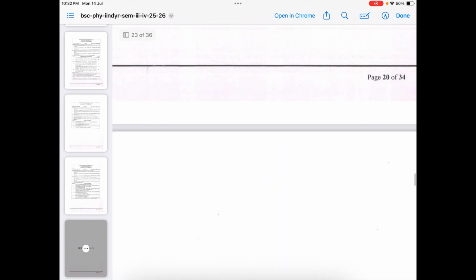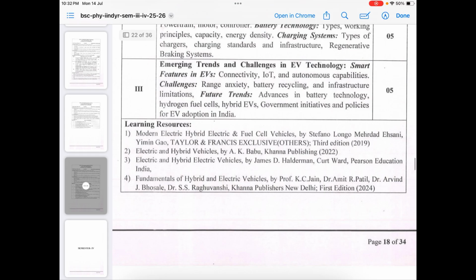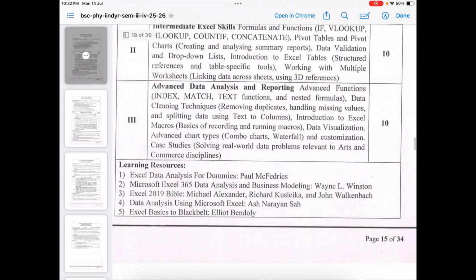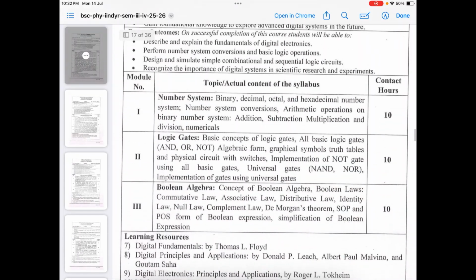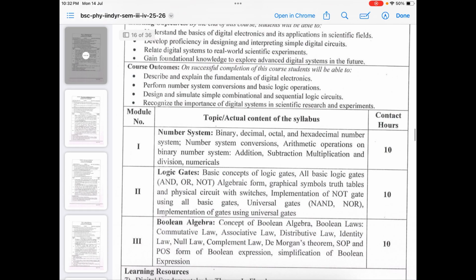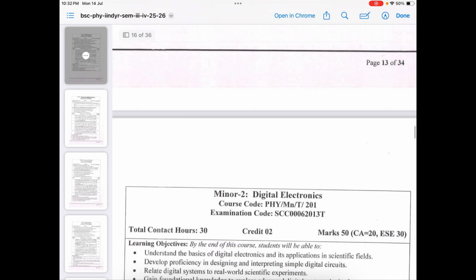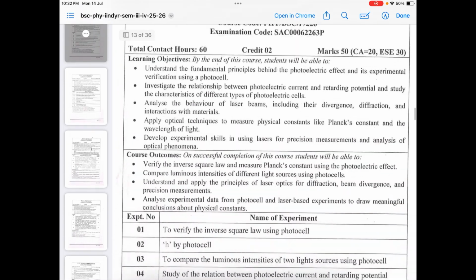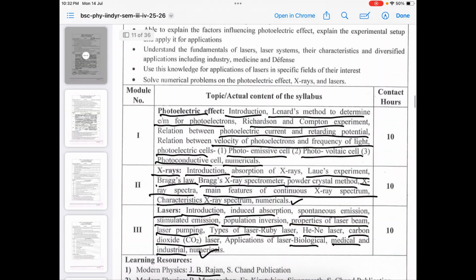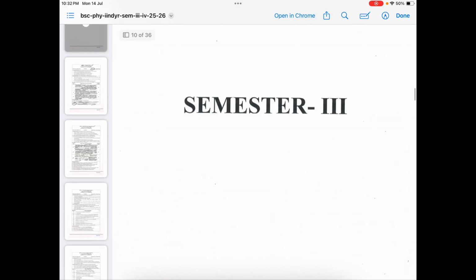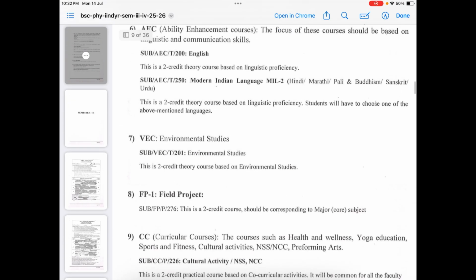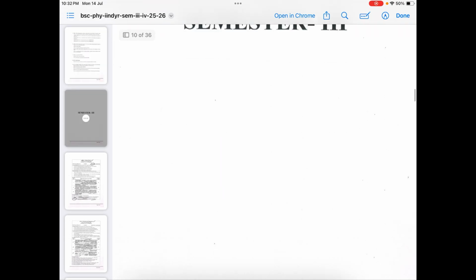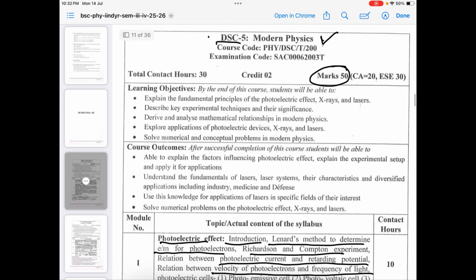So this is all about the syllabus discussion of B.Sc. second year, 2025-26. From this academic year, this syllabus has changed. So from the next lecture, we will start our new topic, that is, photoelectric effect. So thank you.